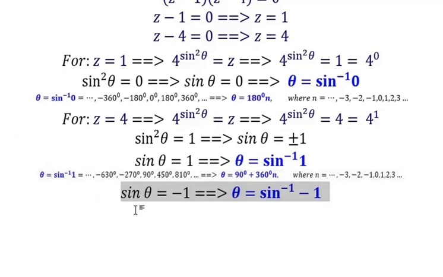Then when theta is equal to minus 1, the sine theta is equal to -1. Theta is sine inverse of -1, and this is the third solution. And this is theta equals sine inverse of -1, which is 270, and all its coterminals: 630, 990, -90, -450. So it is theta equals 270 degrees plus 360 degrees times n, that is 270 plus all its coterminals.